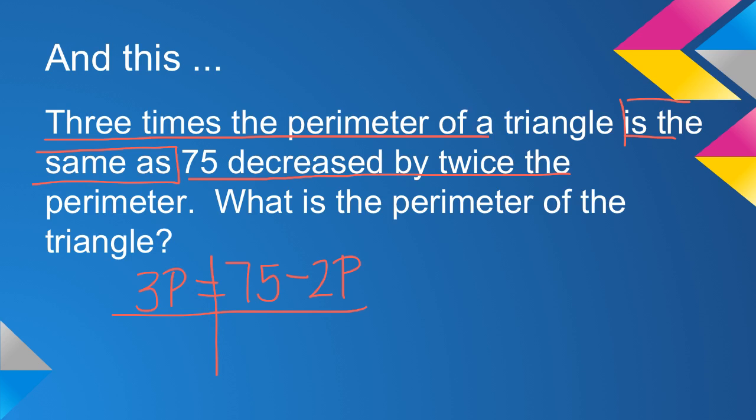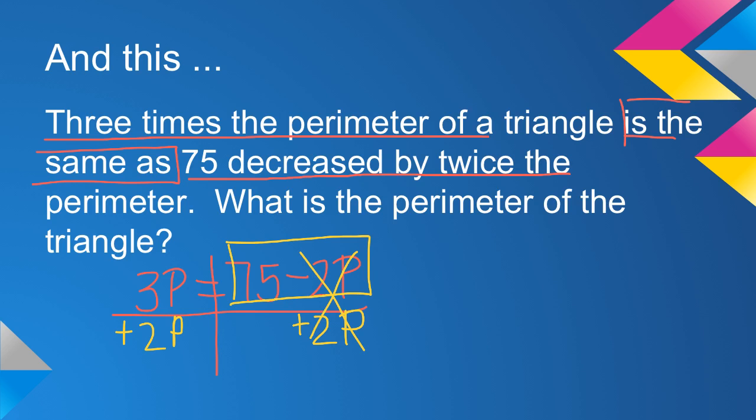I only have a variable on the left, so that means that's what I need to move away from the right. Remember our first example? I said if you have both on one side, then those are the things you need to separate. So if I were to add 2 perimeters to both sides, notice what happens. That goes away, and then I've separated. I have 75 on one side and 5 p's on the other, which is what I want. I want my variables and my constants to be separated from each other.